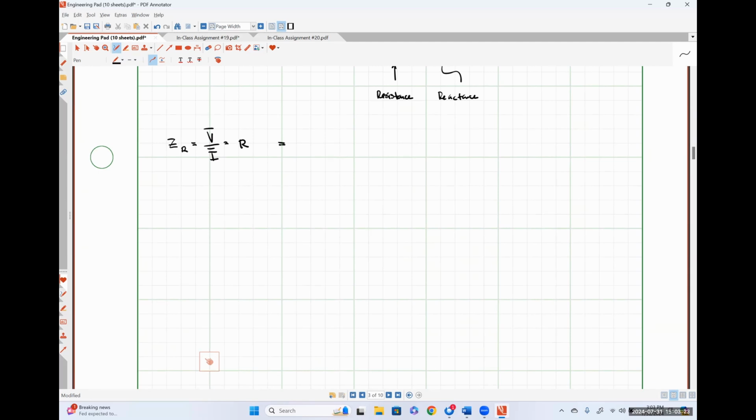Expressed more formally in rectangular form, this would look like R plus j0. So a resistor does not contribute any reactance at all. And in polar form, this would look like R angle 0 degrees. What are the units of resistance?